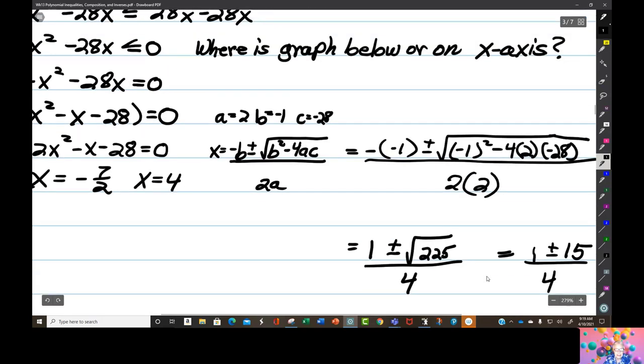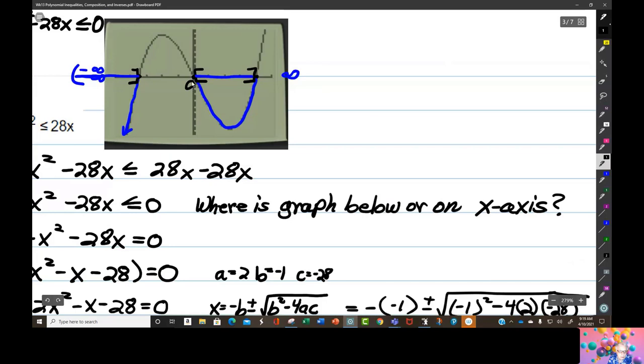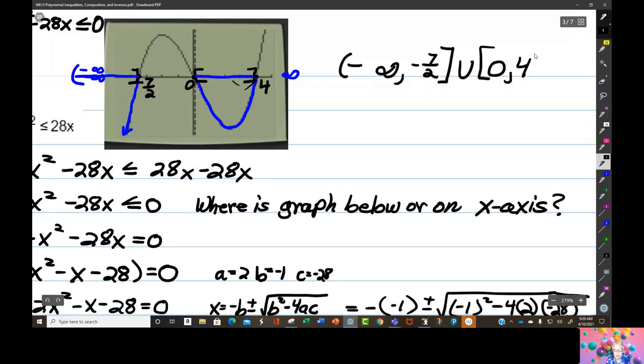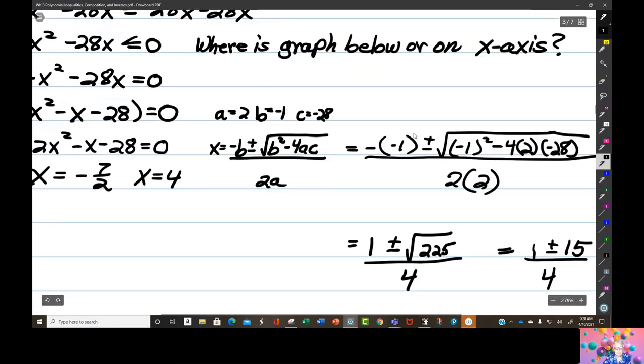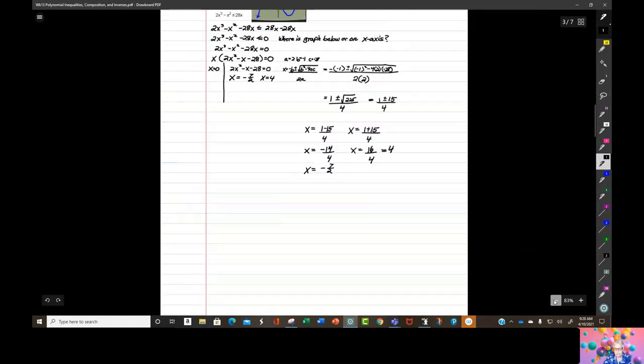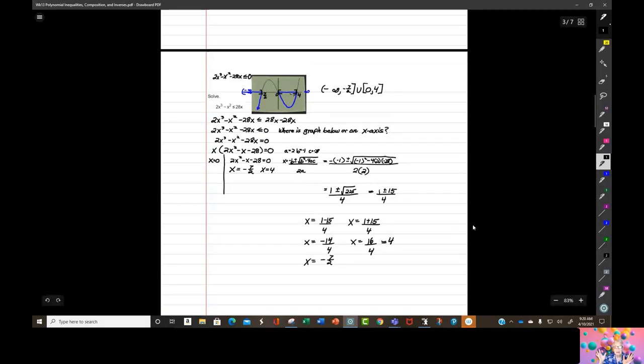So now we can put identities on these. This is 0. This is negative 7 over 2. Well, it's the best I can do. And this is 4. So our solution should be negative infinity to negative 7 over 2, bracket, union, bracket, 0 to 4. And brackets, again, because of the line under there, we're looking for on the x-axis and below the x-axis. Good time for a break.